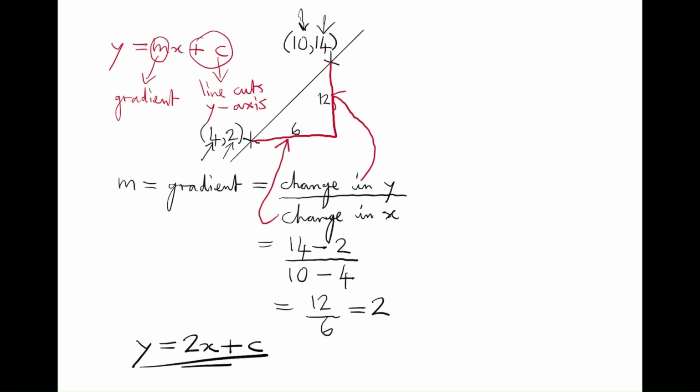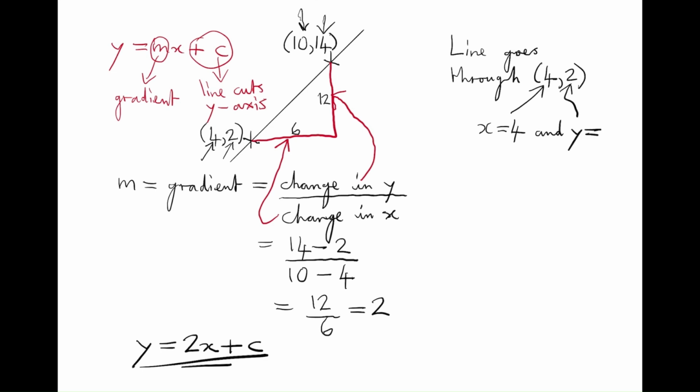Now, we know that this line goes through the point (4, 2). What that means is that this first value, which is the x value, tells us that when x is equal to 4, the other value, which is the y value, means that y is equal to 2. So x equals 4 and y equals 2 at the same point on our line.